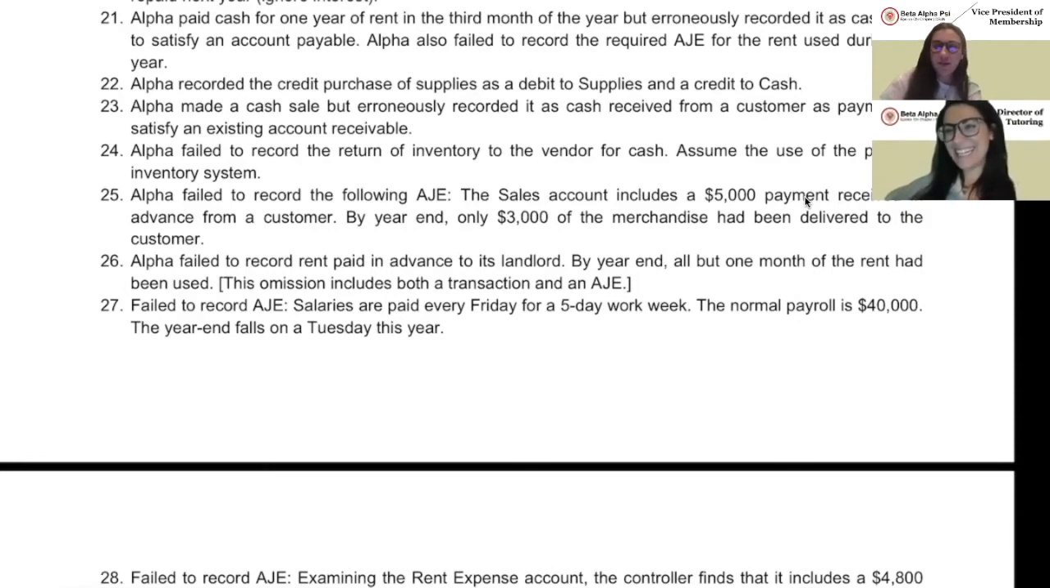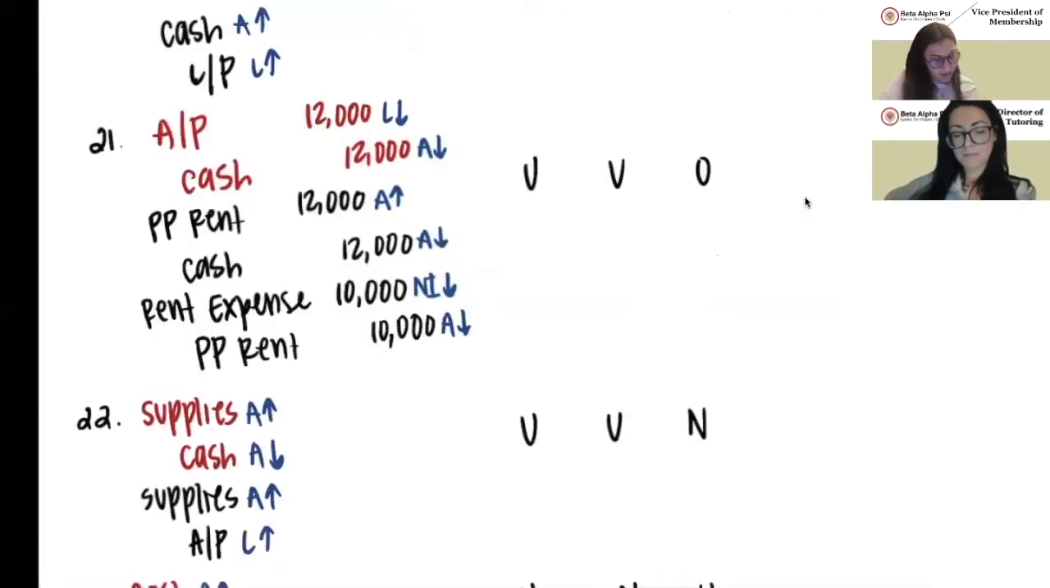All right, now we're going to be doing 21 through 30. So Alpha paid cash for 1 year of rent in the third month of the year, but recorded it as cash paid to satisfy an account payable. Alpha also failed to record the required adjusting journal entry for the rent used during the year. So there's a lot going on in this one.